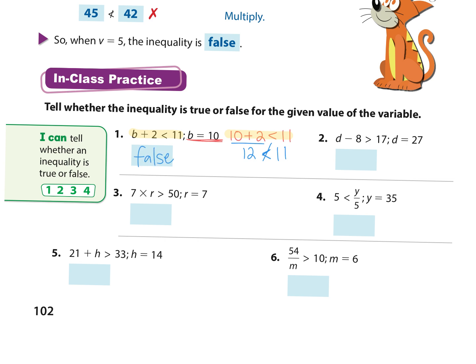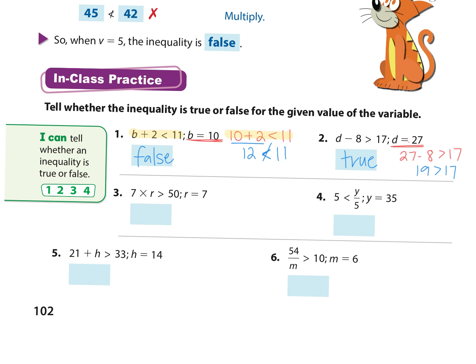Okay, looking at number 2. I'm told that d equals 27, so I'm going to plug in 27 where d is: 27 minus 8 is greater than 17. Now I'm going to solve. 27 minus 8 is 19. And what it tells me now is that 19 is greater than 17. Is that true? Yes, so we write true.